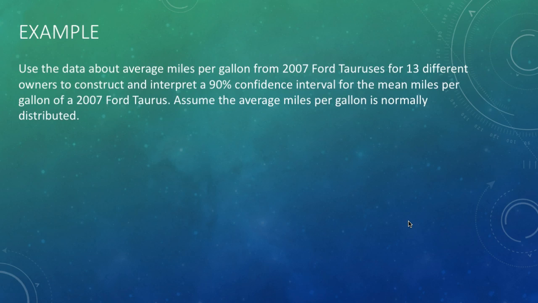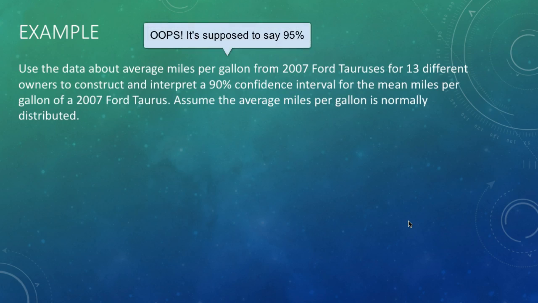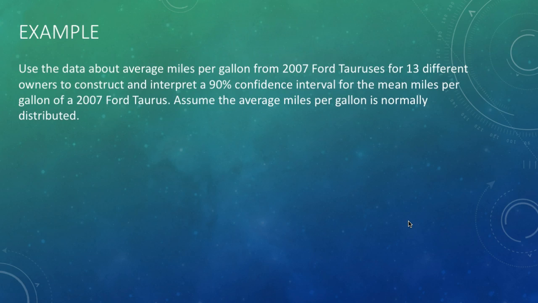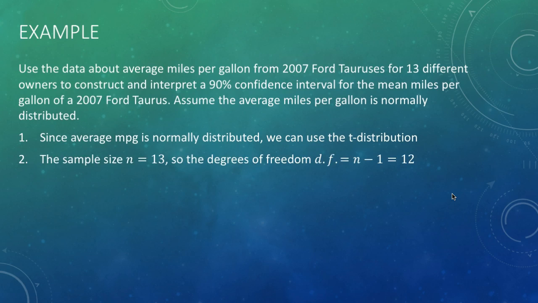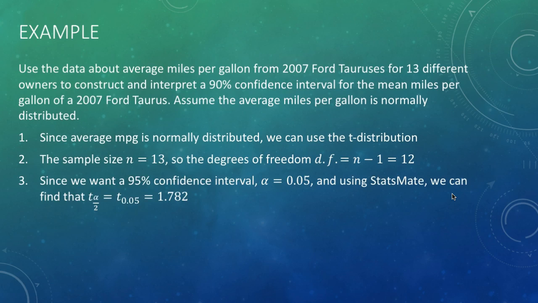The example that I want to go through is just building off of that data in the first slide. So we want to construct and interpret a 90% confidence interval for the mean miles per gallon of a 2007 Ford Taurus, assuming the average miles per gallon is normally distributed. They needed to tell us that first thing, okay, because the average miles per gallon is normally distributed, we can use the t-distribution because they told us the population's normal. The sample size is still 13 cars, or 13 car owners, so the degrees of freedom is 12.